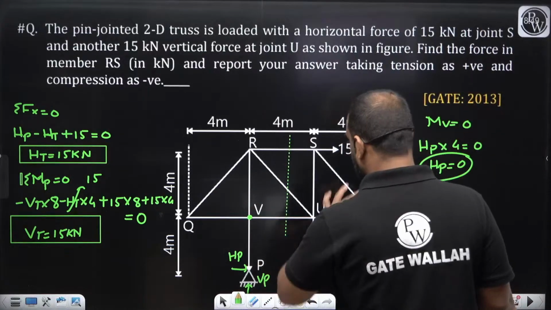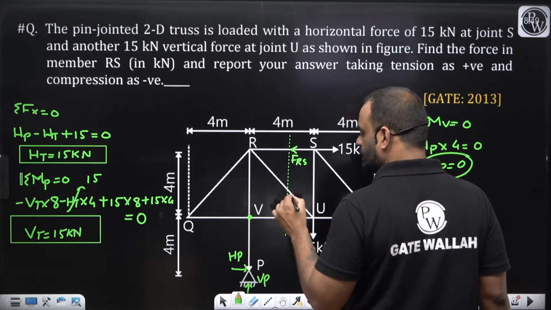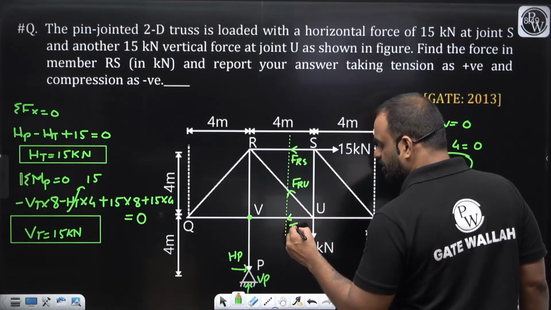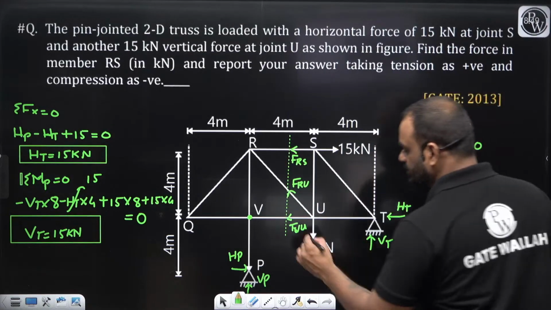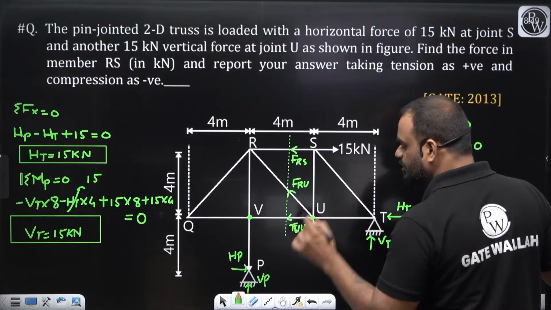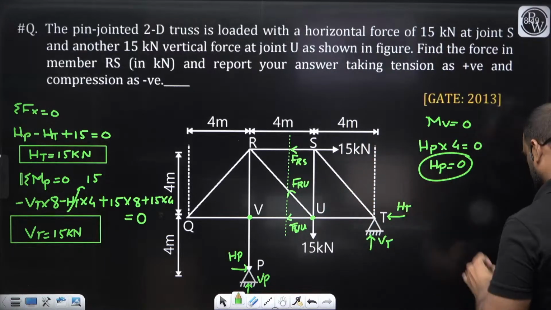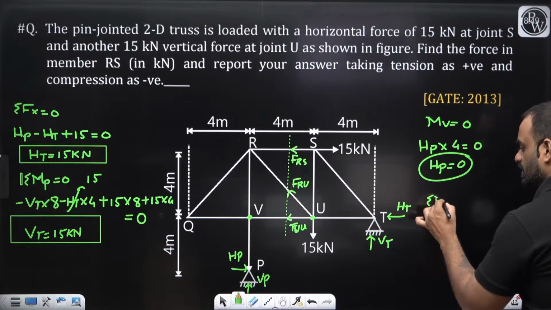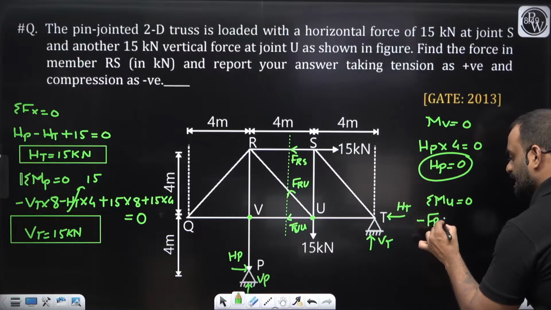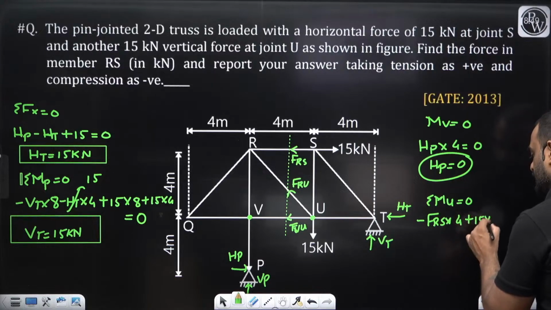Okay. So guys, consider this particular part and let us write down this force is FRS. This is some value FRU and this one is FVU. Clear? Now guys, what I will do, I will consider moment about this particular point U is equal to 0. So we'll get the answer from this particular portion of the structure. So summation moment about U is equal to 0. Clear? So minus FRS into this particular height, which is 4, plus 15 into 4.